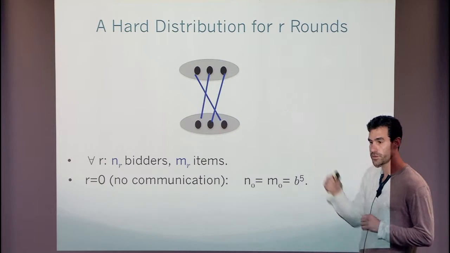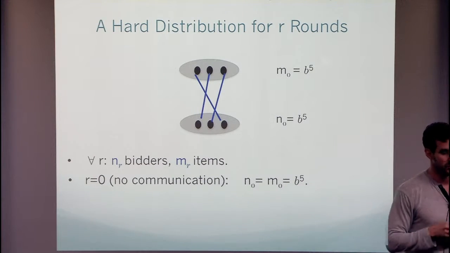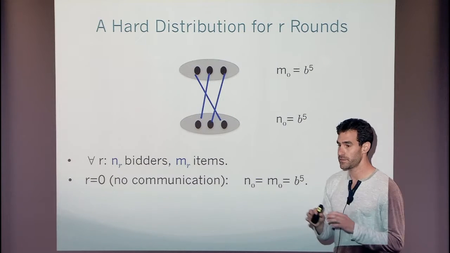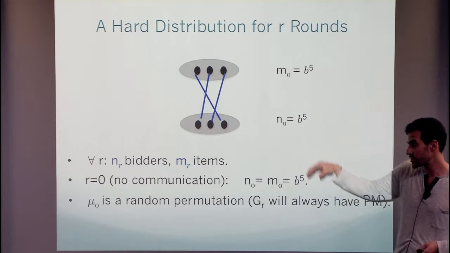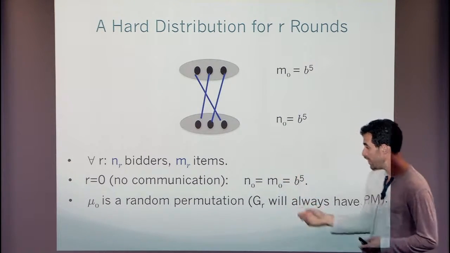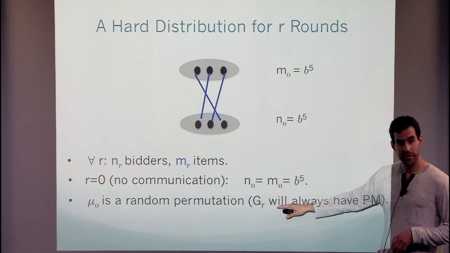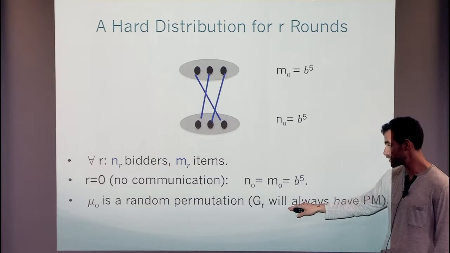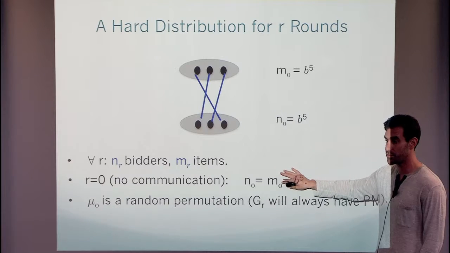So the base case of the recursive family, namely for R equals 0, so for zero communication protocols, our hard distribution is constructed as follows. There are N_0, which is equal to M_0, bidders. So there are B to the 5 bidders and B to the 5 items. And B is, again, I remind you, the bandwidth. Think of it just as a formal parameter now. We will see that it will be related to the number of bidders. And the set of edges is obtained just by selecting the natural hard distribution, just a random permutation. It's easy to see that if the players are not allowed to communicate at all, then the expected number of matched edges of a zero communication protocol will be constant, just one edge, right? So that's easy to show. On the other hand, every instance in the support of our hard distribution will always have a perfect matching. So the number of matched edges in the optimal solution will always be N_R, which is the number of bidders. So this concludes the hard distribution for the base case.